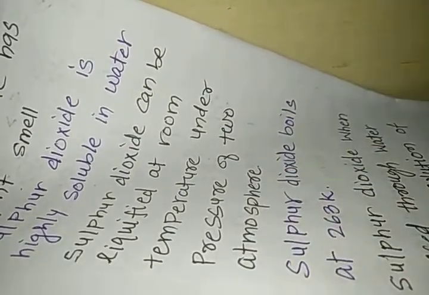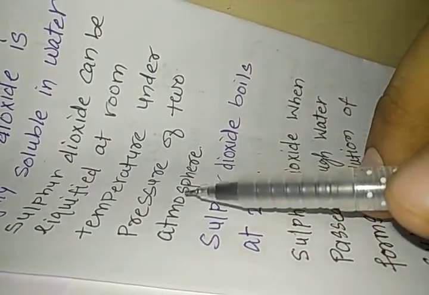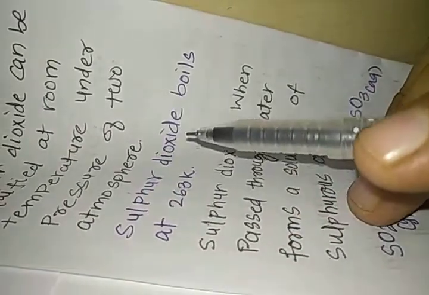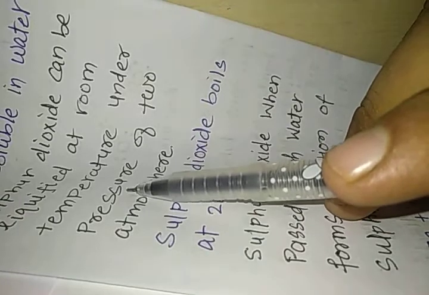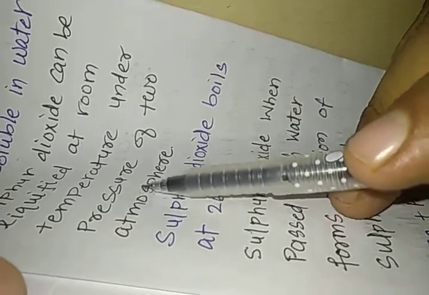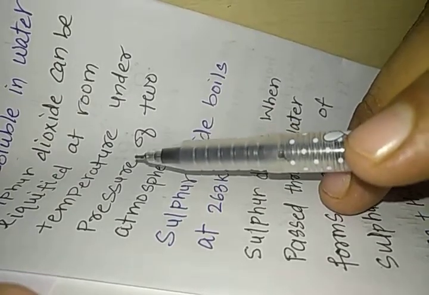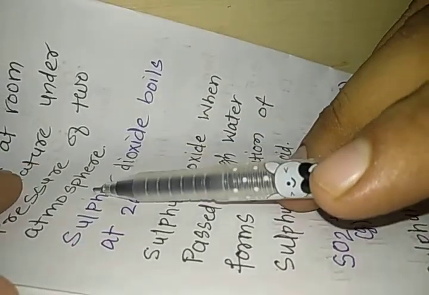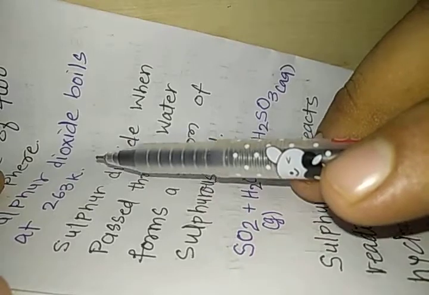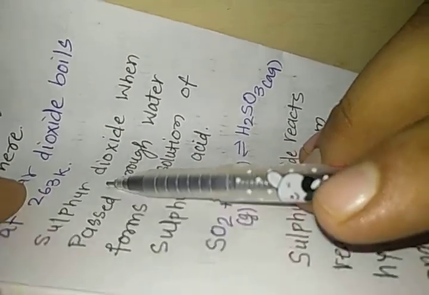Sulfur dioxide can be liquefied at room temperature under a pressure of 2 atmospheres, so it can be easily liquefied. Sulfur dioxide boils at 263 Kelvin. Those gases which can be easily liquefied at room temperature have a critical temperature higher than room temperature. That is why they can be easily liquefied at room temperature. I hope you, dear students, remember the critical temperature that we studied in the 12th standard.